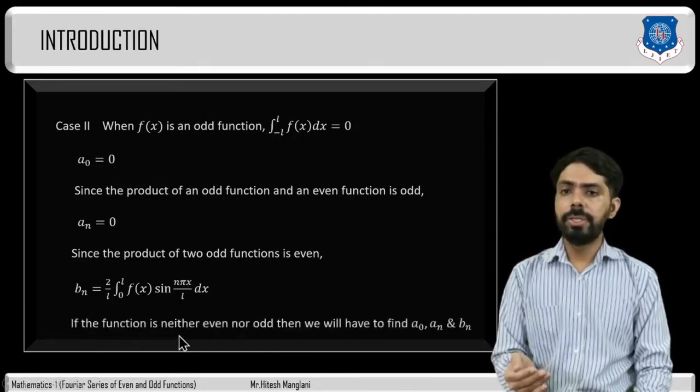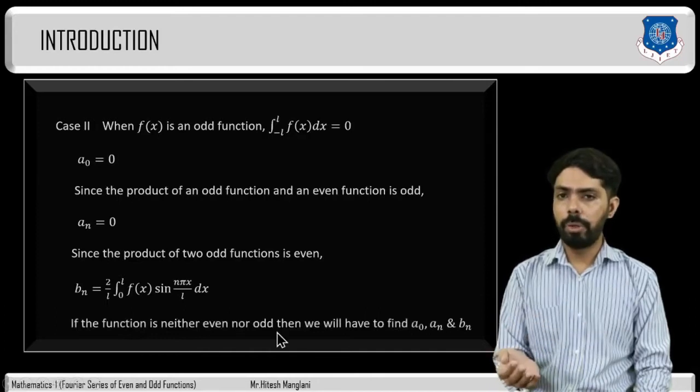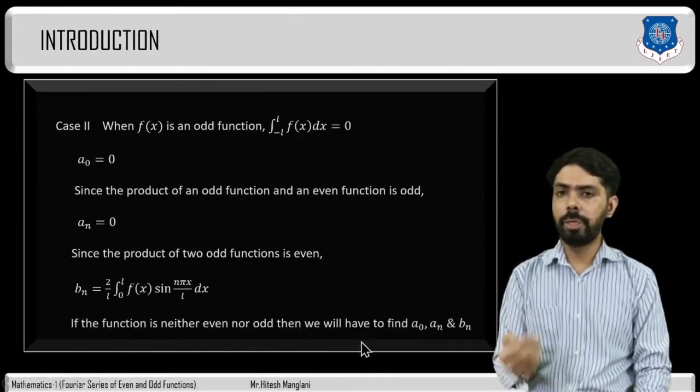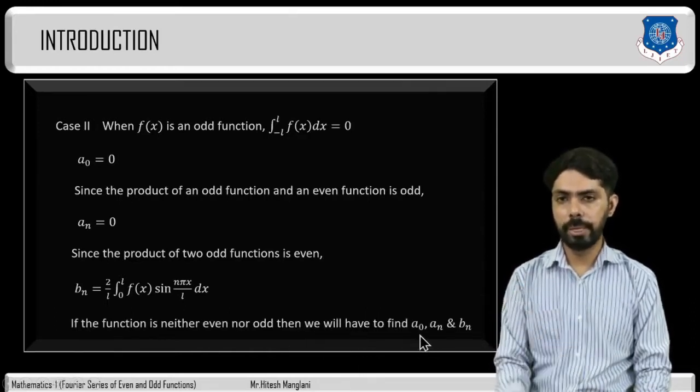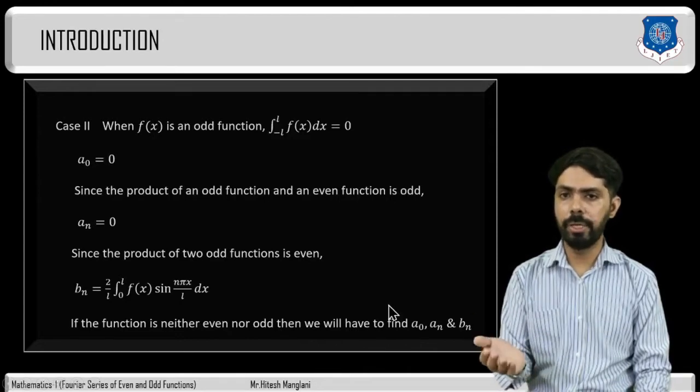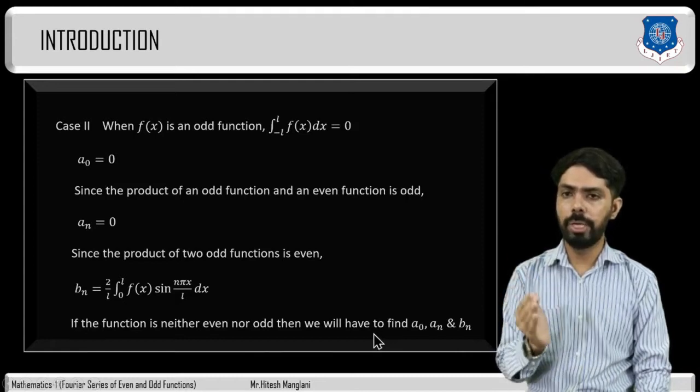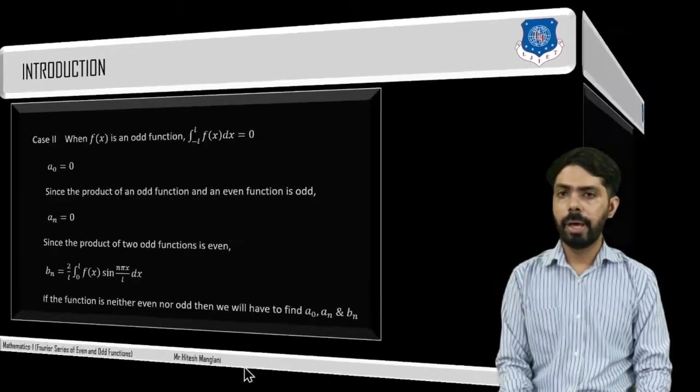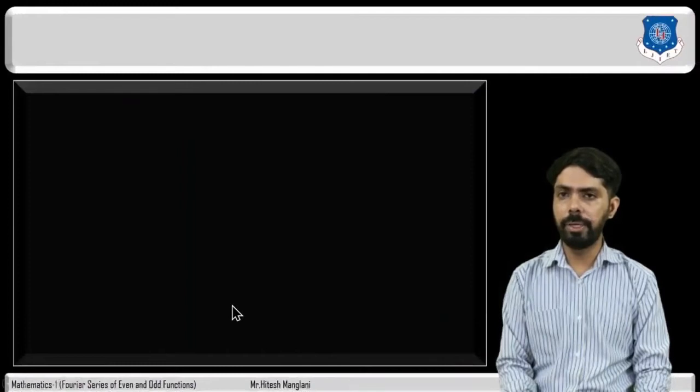Now if the function is neither even nor odd, then we will have to find a0, an and bn. So if the function is neither even nor odd, we will find the values of a0, an and bn. Now let us discuss an example related to this.